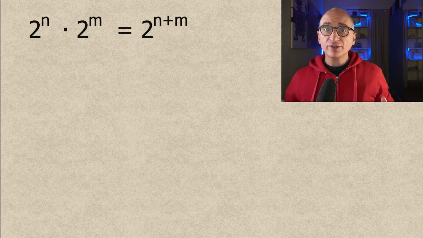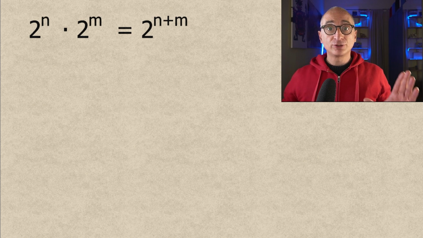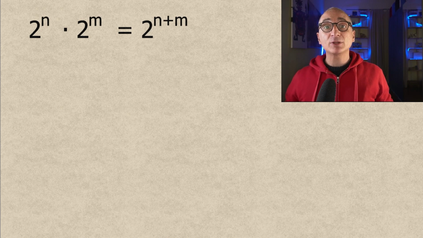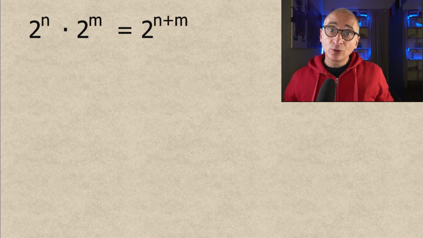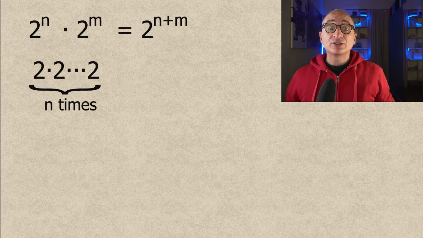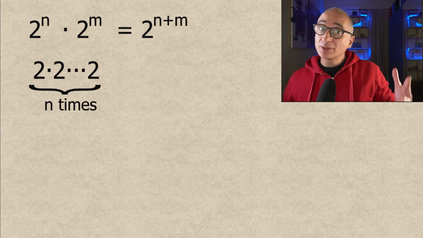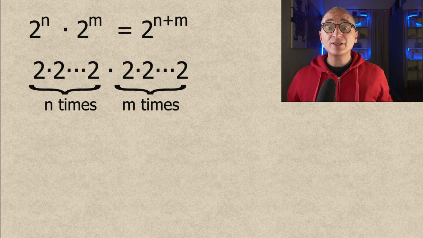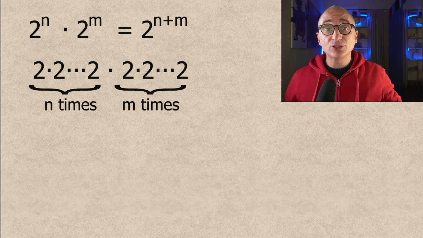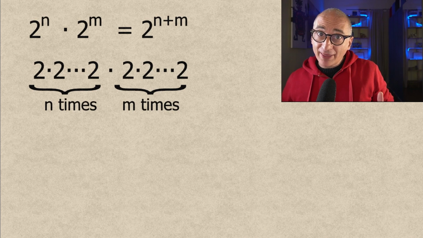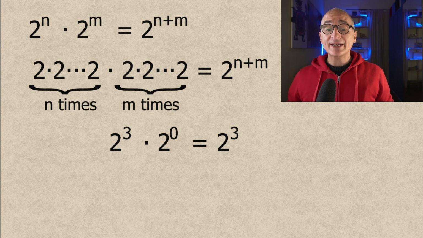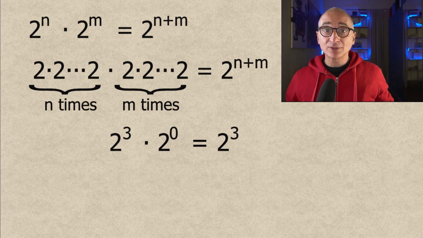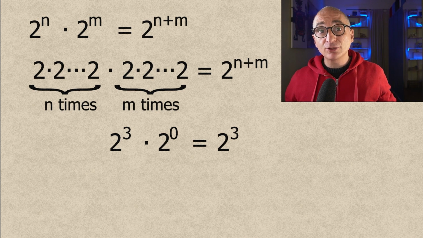So, consider the first rule of powers. 2 to the n times 2 to the m is equal to 2 to the n plus m. And I'm gonna show you why this is true if you don't remember. So 2 to the n is 2 times 2 times 2, n times. And 2 to the m is 2 times 2 times 2, m times. And when you multiply them together, you get 2 to the n plus m. That's easy. So consider now 2 to the power 3 times 2 to the power 0. And according to the rule, that must be 2 to the power 3.